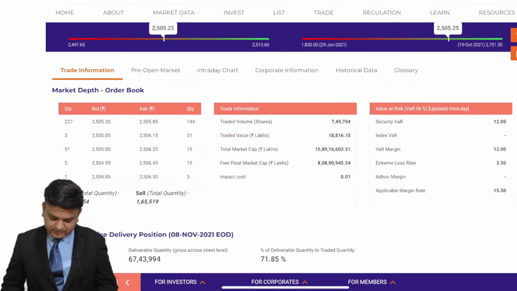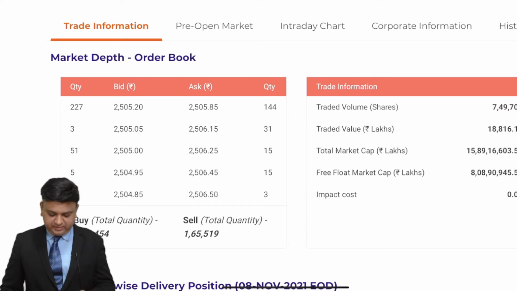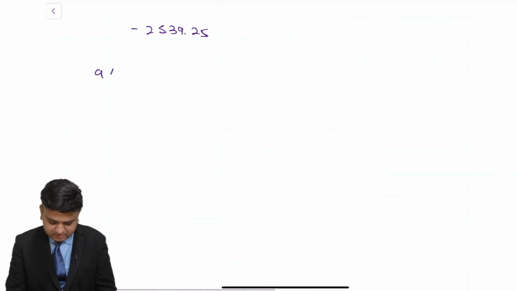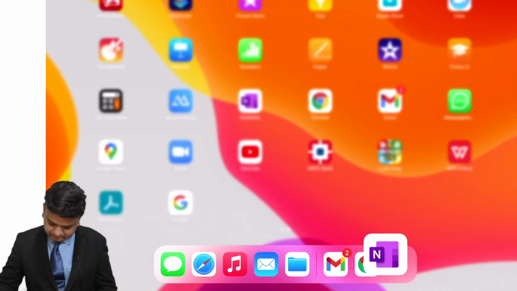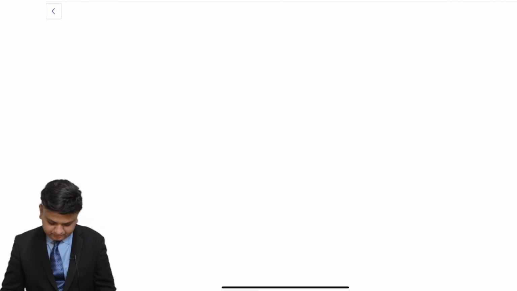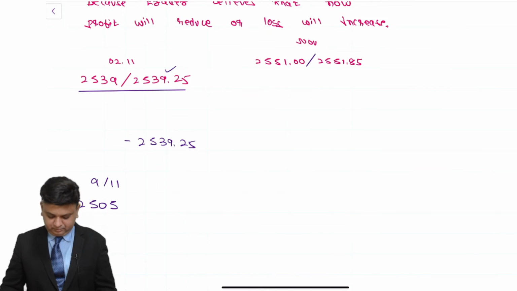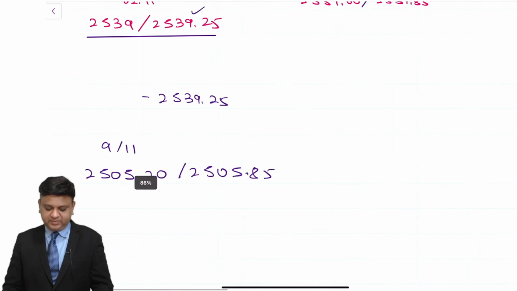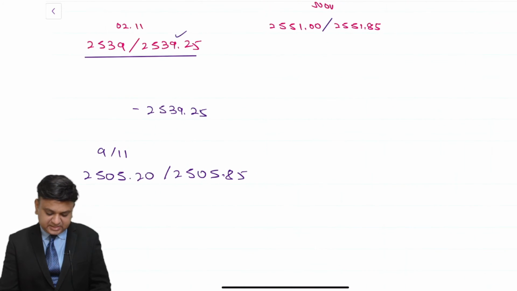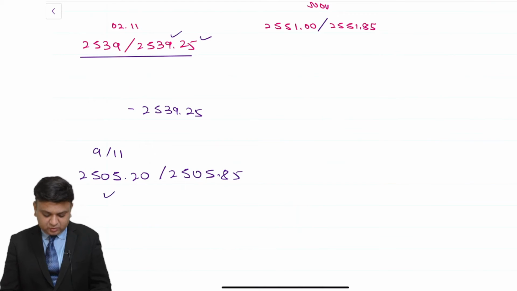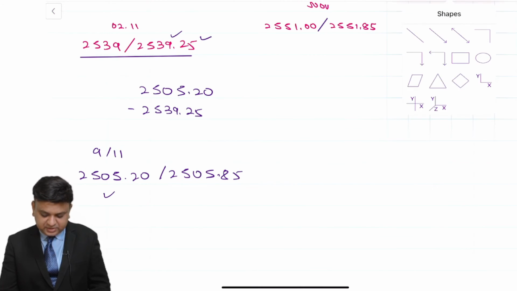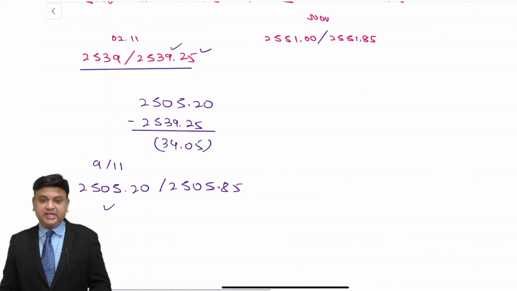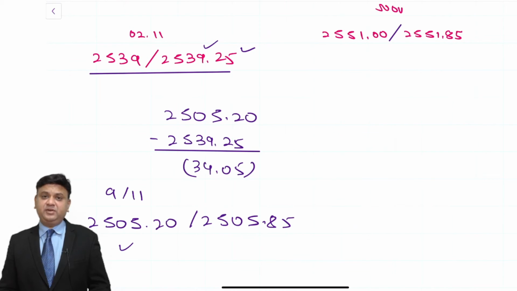Now, right now the price on 9th is 2505.20 slash 2505.85. This is the current price. Suppose at that point of time I had purchased it at the earlier rate. Today if I sell it at 2505.20, then the difference is a loss, approximately 34 rupees and 5 paise, if I had taken the long position on 2nd of November.